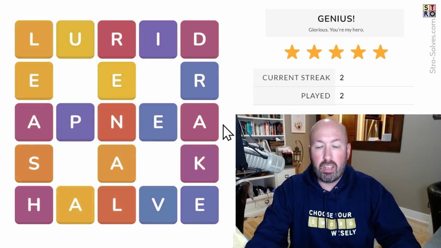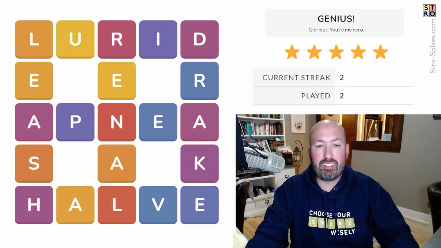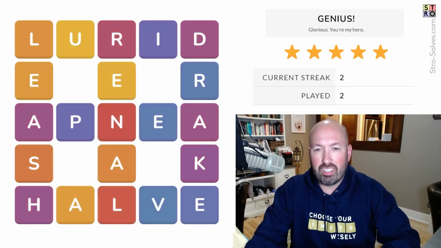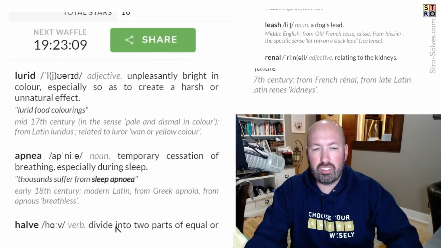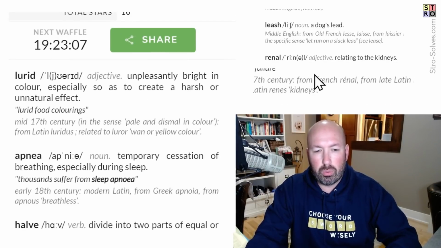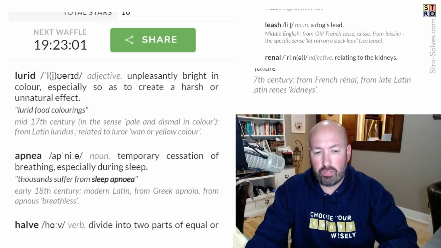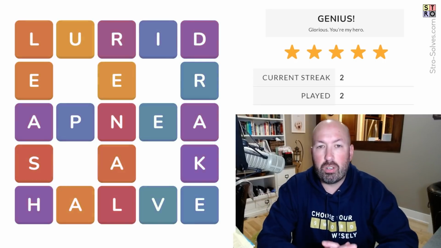But so one fun thing about Waffle that I didn't even notice when I did it before, and then people were making comments, and I was like, what? Oh, I gotta go back and look. If you scroll down, it actually has definitions for the words down here. So if you don't know what any of the definitions are, this puzzle actually gives you the definition for all of the words in the puzzle at the end of the puzzle. So pretty cool. So go check it out.